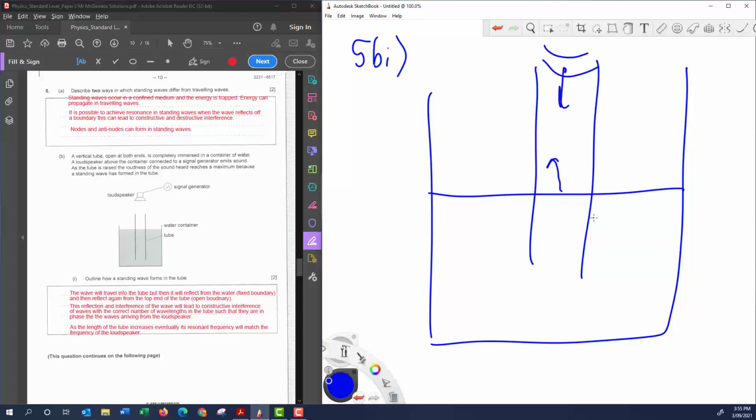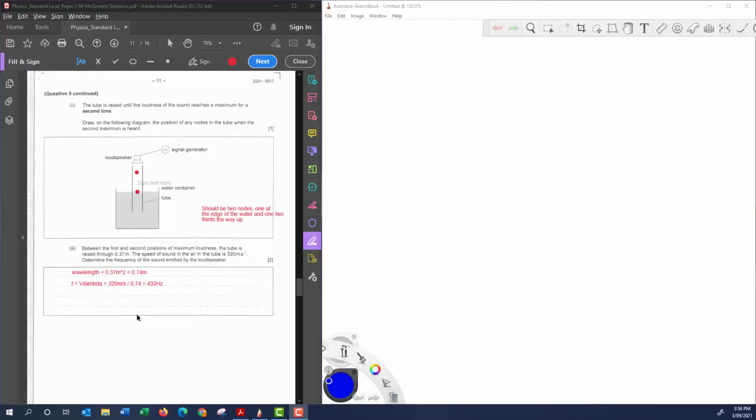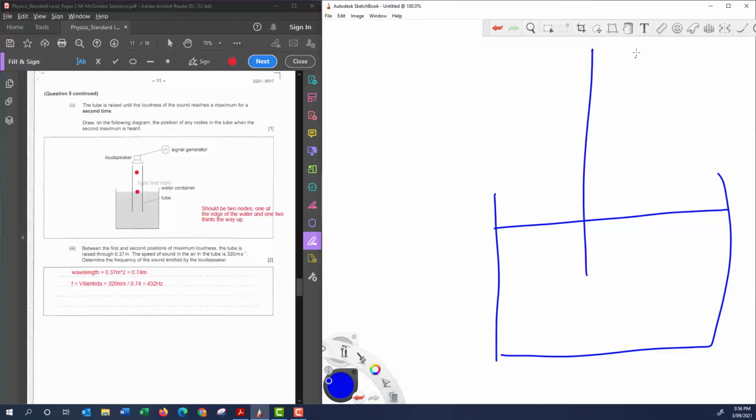So you formed a wave in there. And then I'd just say that it's possible for this reflecting wave, if it arrives in phase with the next wave coming in from the speaker, you can have constructive interference, provided that you have the correct number of wavelengths going from the top here down to the water level there. And so that means that you can have a resonant frequency if this tube is the right length such that it matches the loudspeaker. Okay, and then in the next one, so B part 2, they've got this diagram and they've drawn something that's, so this thing's full of water and we've got a pipe in the tube here.